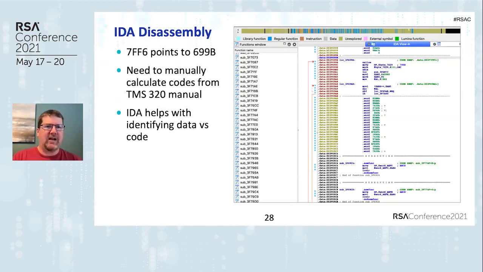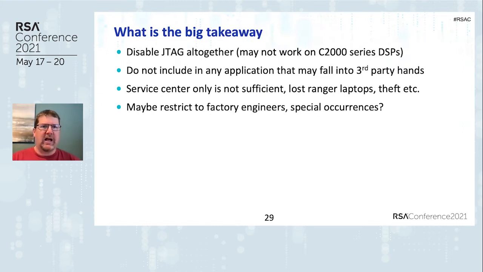So here we have 7FF6. It points to the code entry point. For those of you who have done reverse engineering, finding the code entry point can sometimes be a challenge. But that did it. Then what you actually have to do is manually figure out the assembly language. But that's the full set of code actually running on the BMS, so you have full access to it at that point. So what's the big takeaway from that?